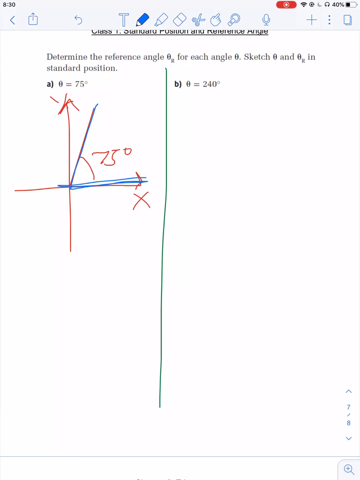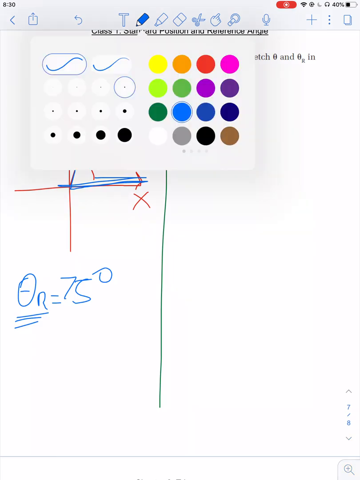So we're interested in this angle. Okay, so theta r is the same as your standard position angle. So it's 75. Okay, what does this tell you? This tells you that when you're in the first quadrant, your standard position and your reference angle will always be the same, okay? Only in the first quadrant. In the other quadrants, that's not the case, but in the first quadrant, they will be the same, okay? So now let's do the other question.